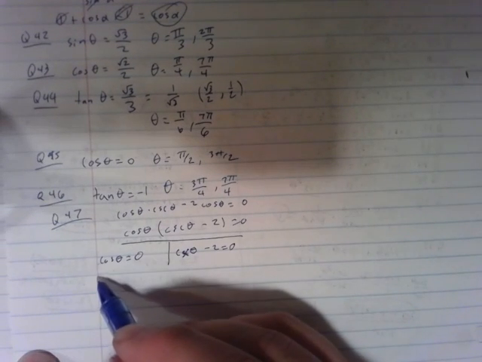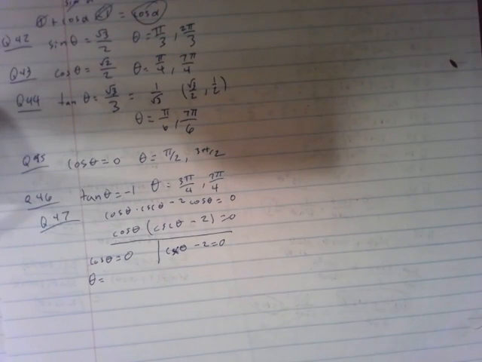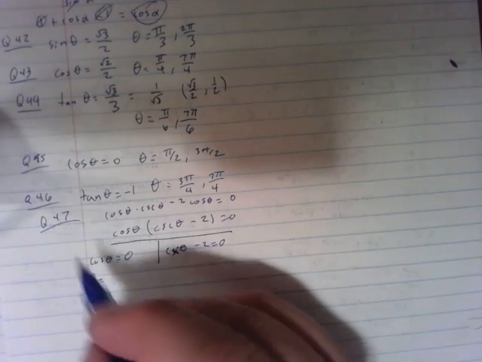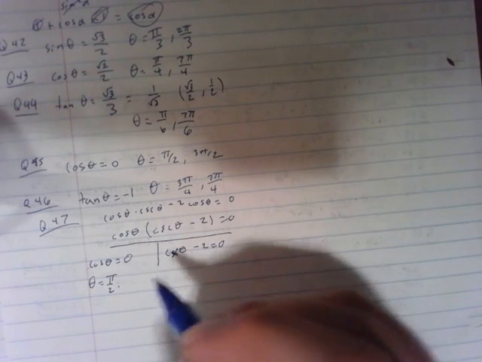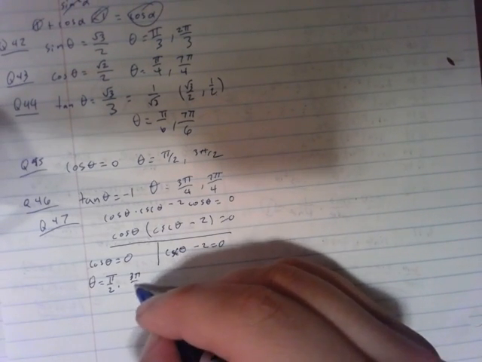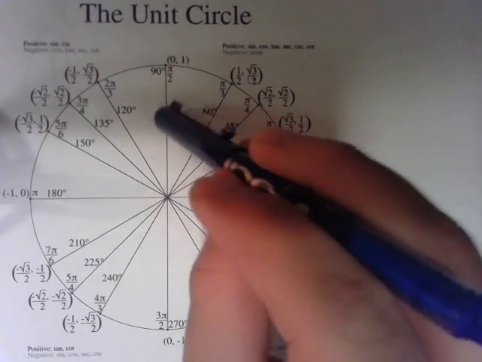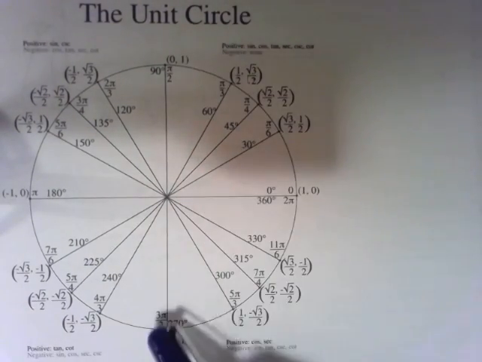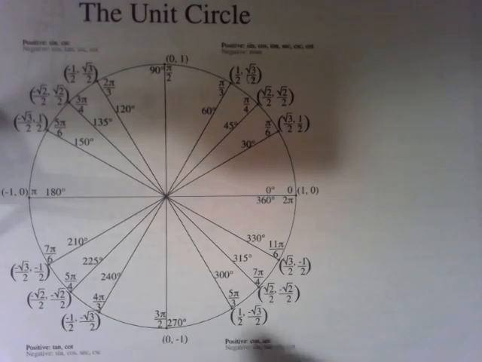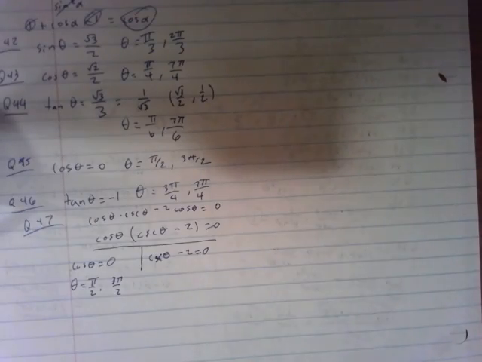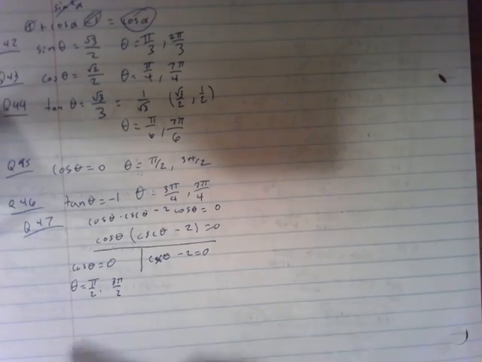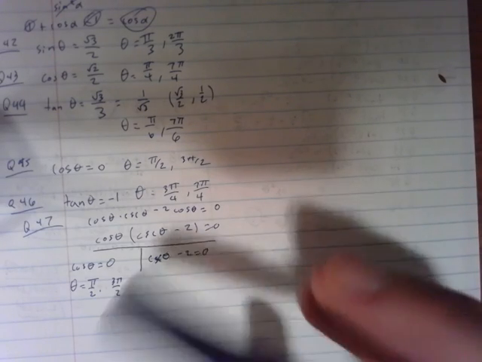We're just using zero product property. Now we're solving for theta. Here we just figured out when cosine of theta is 0, right? It's when theta is pi over 2 or 3 pi over 2. Again, we're getting this from the unit circle. Cosine of pi over 2 is 0. Cosine of 3 pi over 2 is 0. So we have two solutions here.